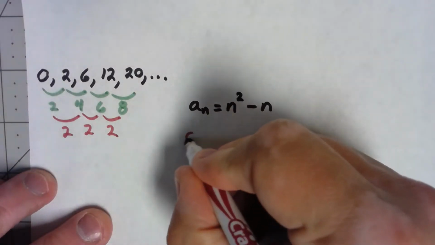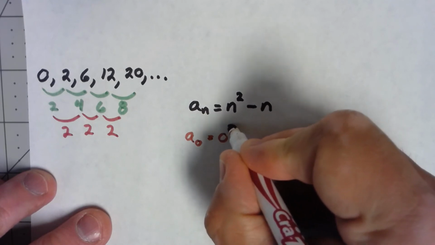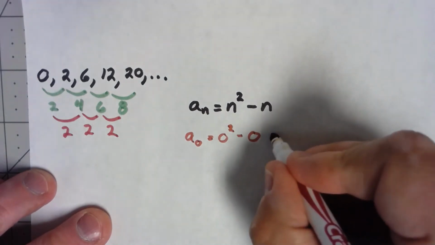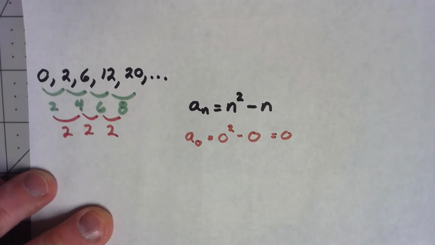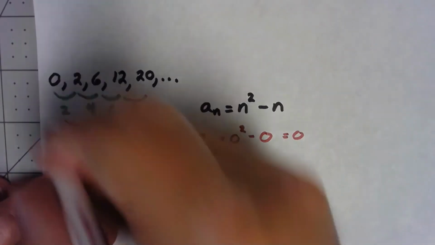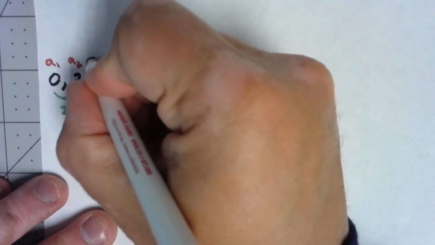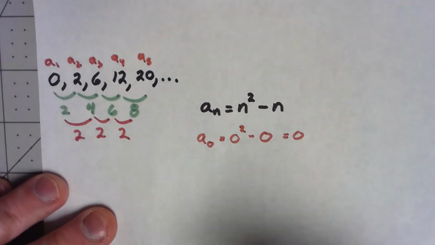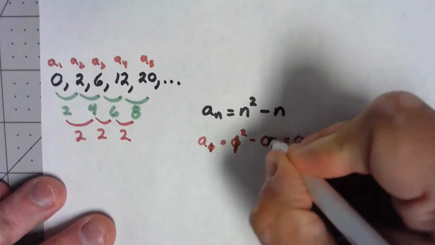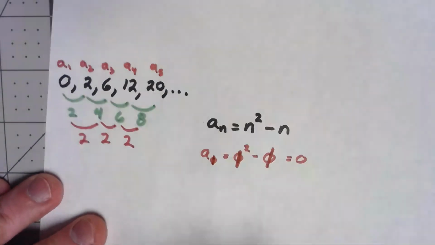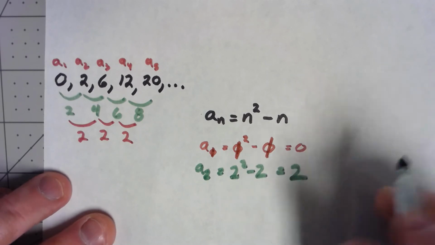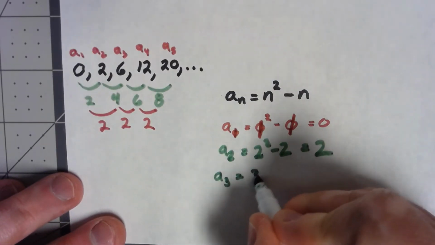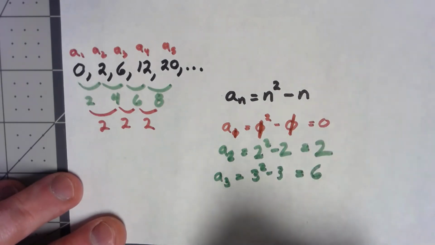We get a sub 0 is 0 squared minus 0. Okay, I got to correct myself a little bit here. For this formula to work, I have to start from a1 rather than a0. We could modify the formula a little bit, it's just harder to get that formula. So this is actually a1 is 1 squared minus 1 gives me 0. The next one, a2, 2 squared minus 2, 4 minus 2 is 2. a3, 3 squared minus 3, 9 minus 3 is 6, and so on.